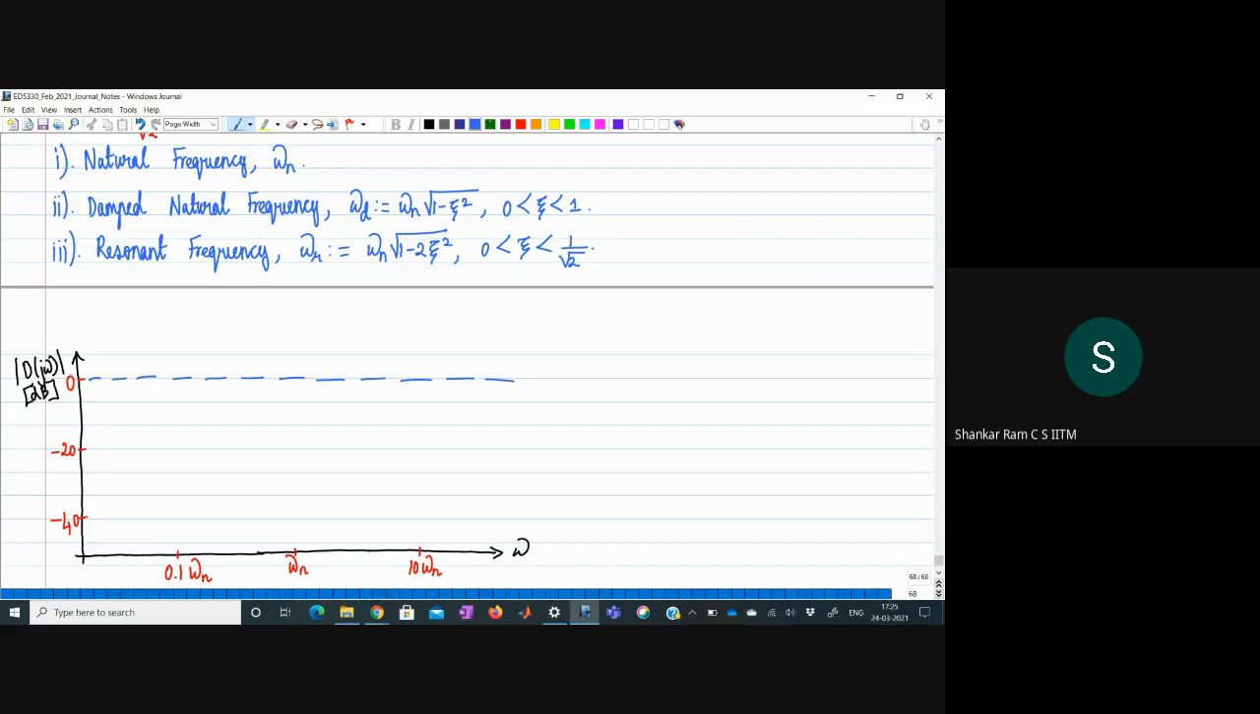Okay, the high frequency asymptote meets the low frequency asymptote at the corner frequency, and it has a slope of minus 40 decibels per decade. So the high frequency asymptote can be drawn in this manner. Okay, so this has a slope of minus 40 decibels per decade. Okay, and what happens to the actual curve?